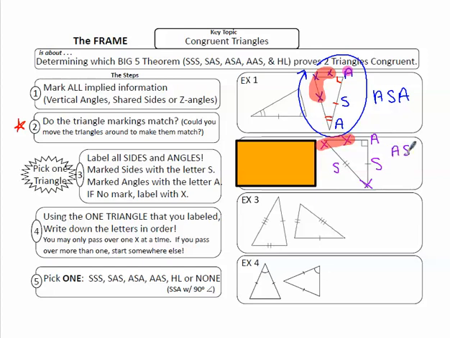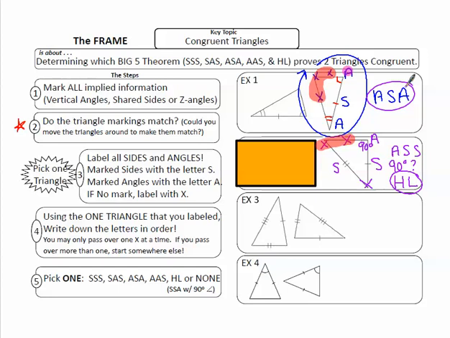A, S, S. Uh-oh. Is that one of these choices? No, but here's a trick. If you have the right A, the right angle, what do you think that means? Is this a 90-degree angle? Then it becomes HL. So my answer for that problem is HL.